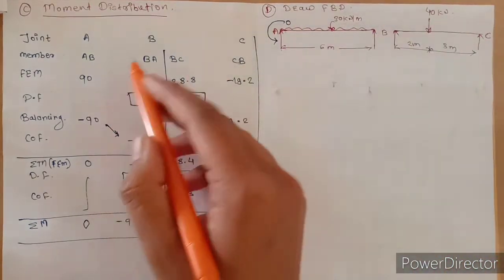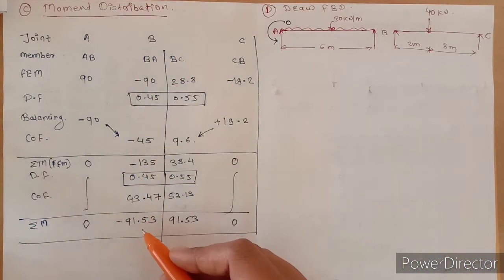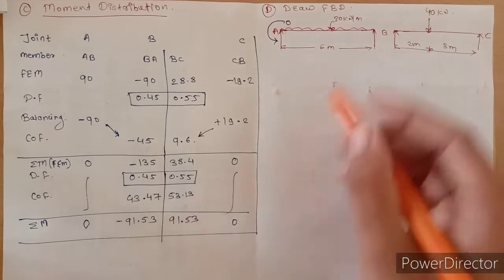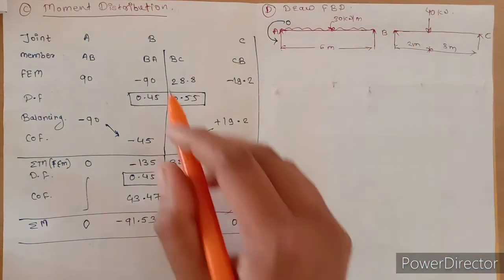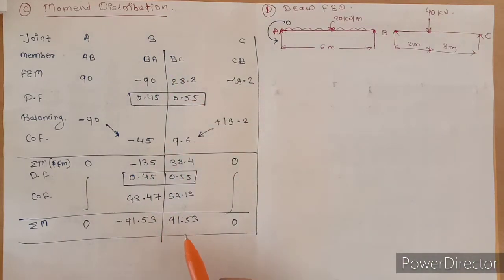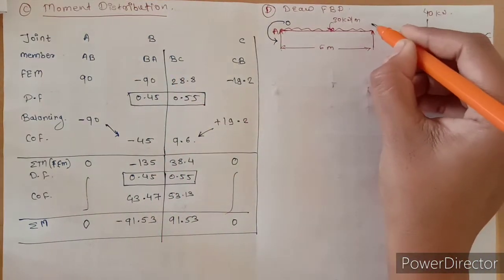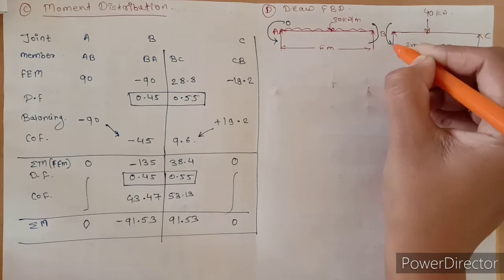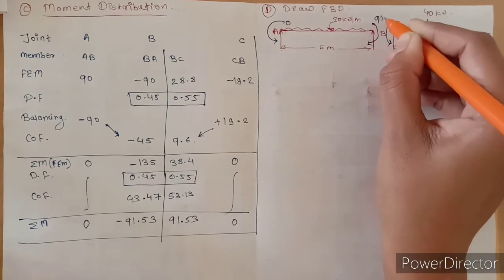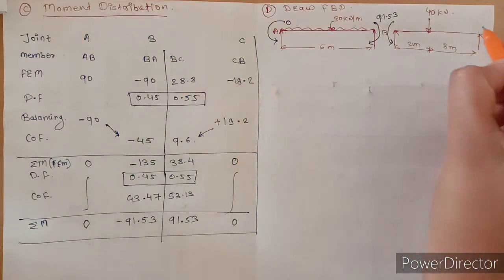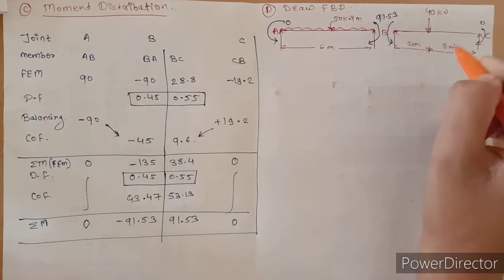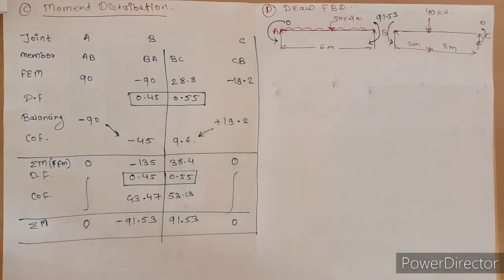Then for BA member the end moment is minus 91.53. Same for BC member, 91.53. Only the sign is changed. And for CB member the end moment is 0. So this is our free body diagram.